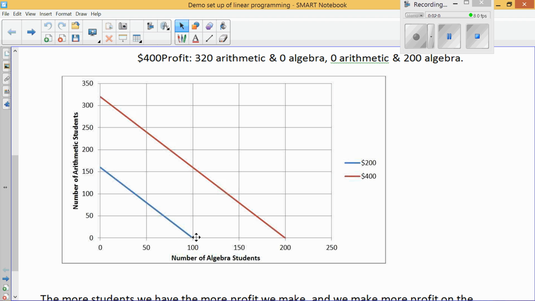As we said, 100 algebra students and 0 arithmetic students, or 0 algebra students and 160 arithmetic students, and then combinations in between, say 50 algebra students and 80 arithmetic students, also give us a profit of $200. The red line represents the $400 profit isoline. These are all possible combinations of algebra and arithmetic students that will give our business a profit of $400.